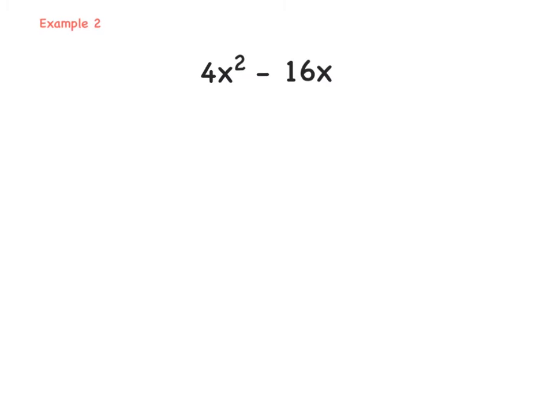This time we have 4x squared minus 16x, and the same, we need to factorize. So we need to find a number and a bracket, and we need to follow 2 steps. The first step is to find the highest common factor of these 2 terms. When we have the highest common factor, we can put it in front of the bracket, and then we need to figure out what goes into the bracket. So let's start with step number 1.